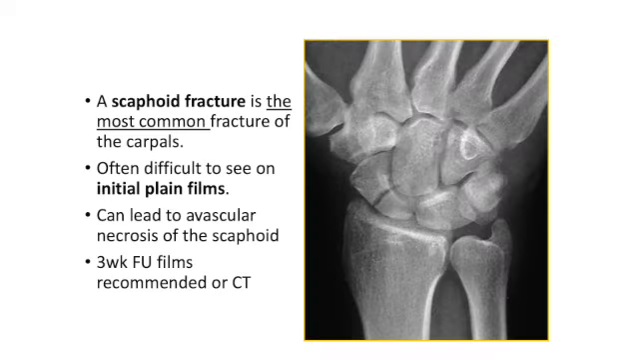So scaphoid fracture is the most common fracture of the carpal bones. This one goes missed a lot. The reason it's so important is because it can lead to avascular necrosis of the scaphoid if it's not fixed or if it's not immobilized.